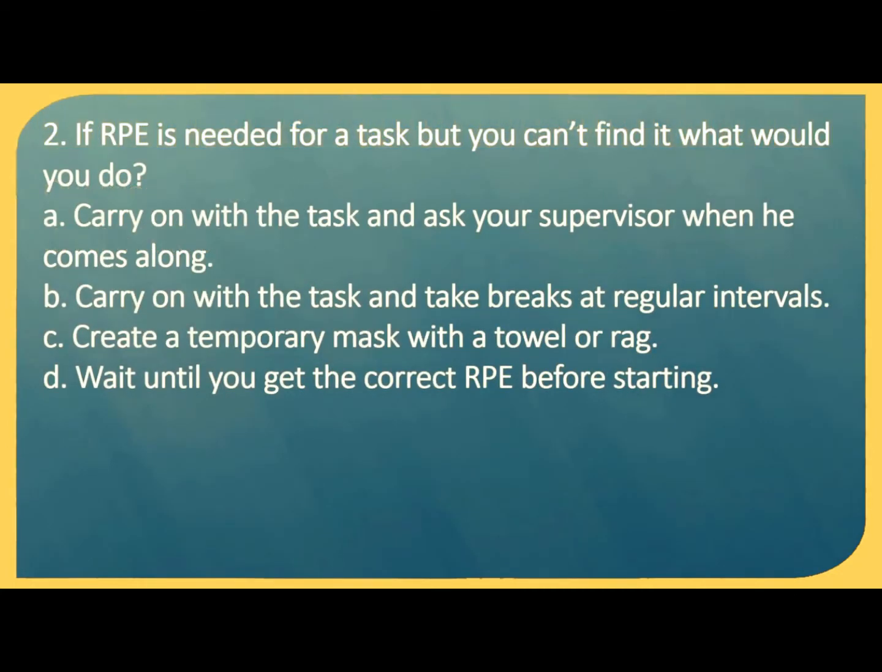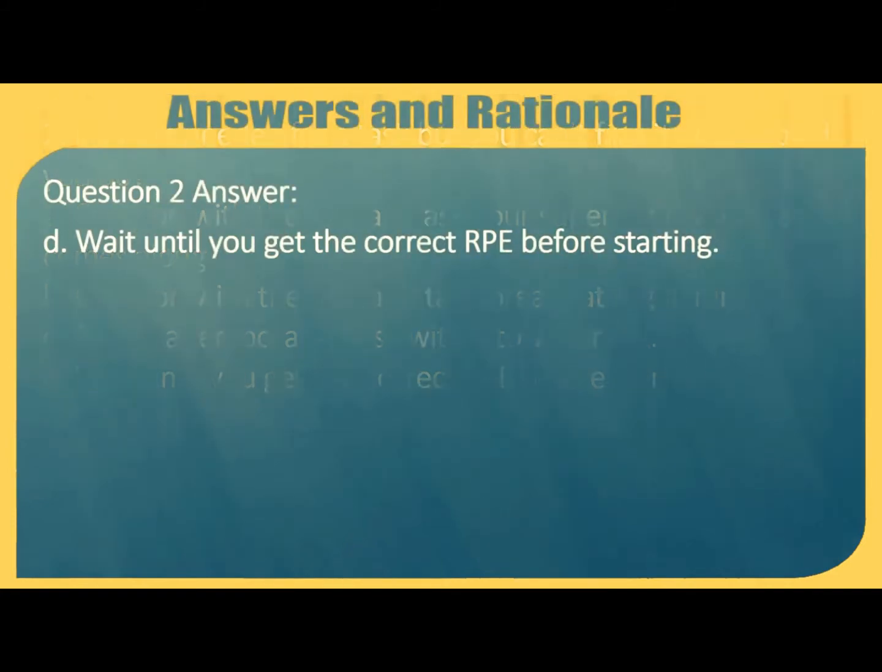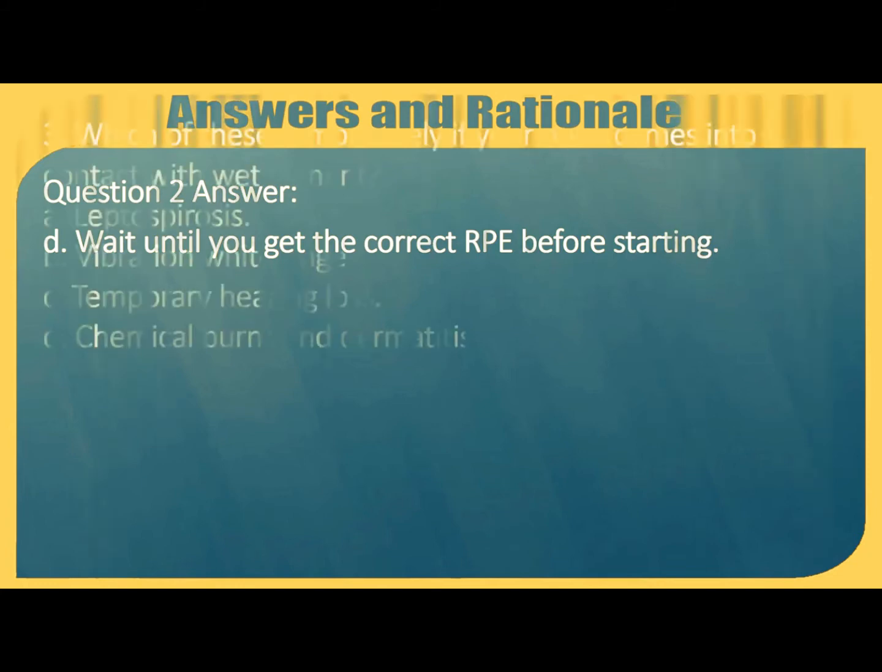Question 2. If RPE is needed for a task but you can't find it, what would you do? A. Carry on with the task and ask your supervisor when he comes along. B. Carry on with the task and take breaks at regular intervals. C. Create a temporary mask with a towel or rag. D. Wait until you get the correct RPE before starting. Question 2. Answer D. Wait until you get the correct RPE before starting.